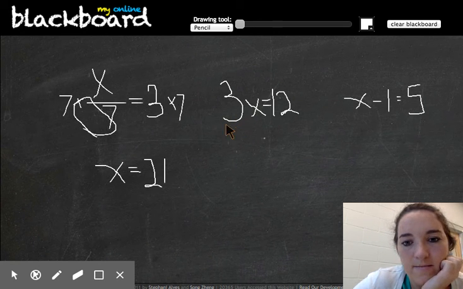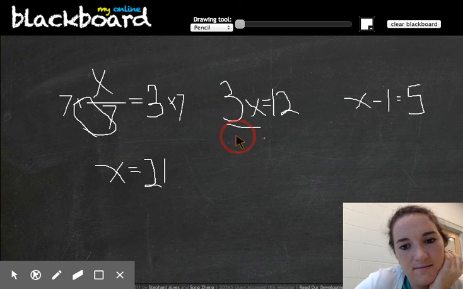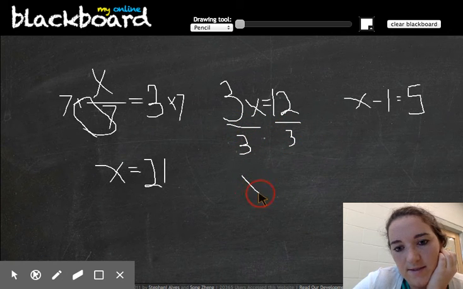Looking at the next one, what does it mean when you have a number next to a variable? Multiplication. We need to do the opposite of multiplication, which is what? Division. So we're left with x equals 4.